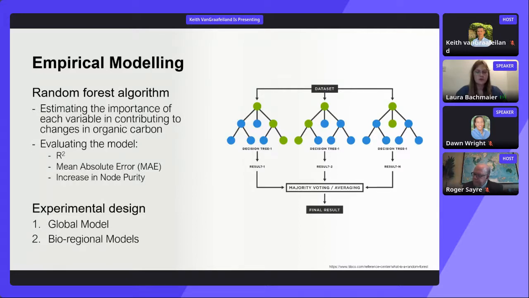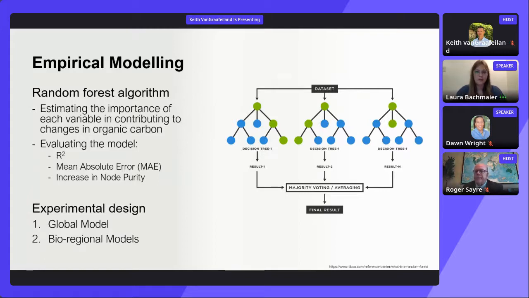To evaluate the performance of the final models, I used three different measures. I firstly used R-squared, which represents how much variance, in percent, within organic carbon is explained by that model. I also used the mean absolute error to assess prediction accuracy of the model. This measure calculates the difference between the organic carbon from the actual seagrass site within the data and what the model predicts for that site. So basically, it's the error within the model's estimations. And then I lastly used the increase in node purity to assess the importance of each individual parameter.